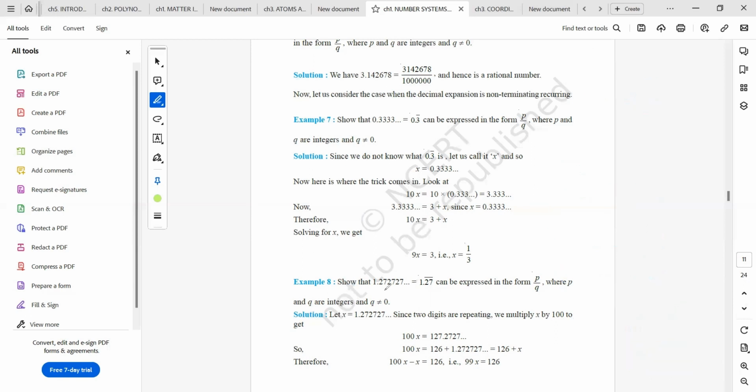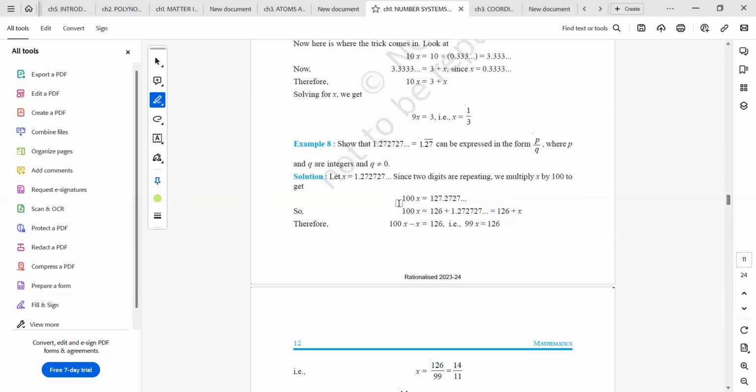Now here also they have shown 1.272727. What is the recurring digit? It is 27. 2 and 7 are 2 digits, so on both sides you will multiply with 100. Not with 10, with 100. Take x as this recurring quantity, then 100x is equal to this.